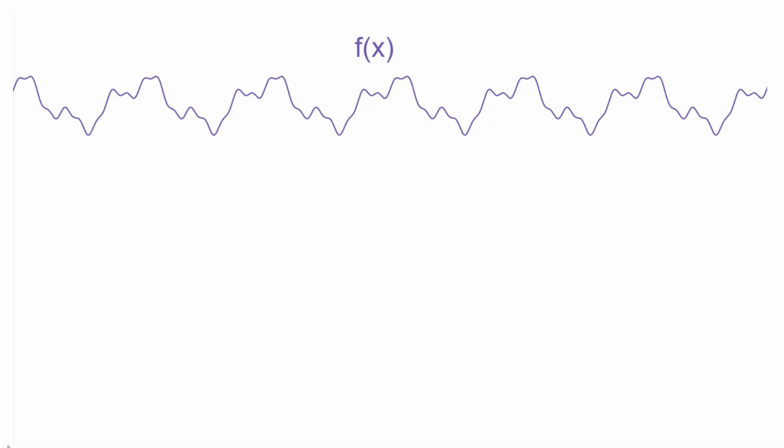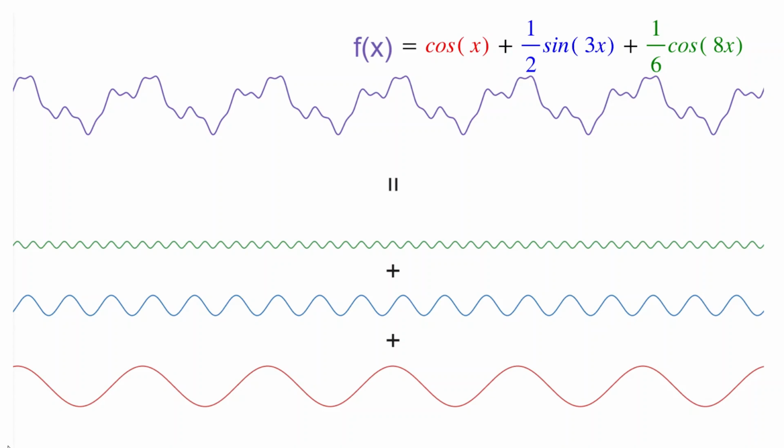Let's look at an example. We say that we have a function f of x, and for this function we can express it as a sum of trig functions, cosine and sine. In our example, f of x is 1 times cosine of x plus 1/6 cosine of 8x plus 1/2 times sine of 3x. And altogether I have this interesting graph of f of x.